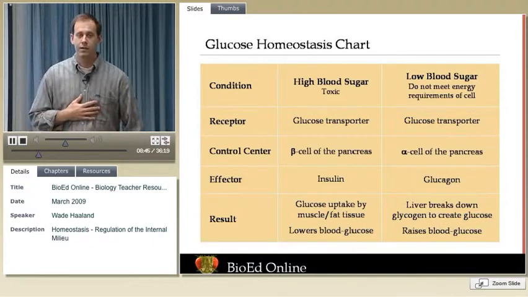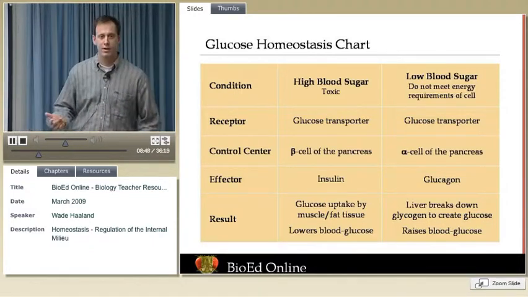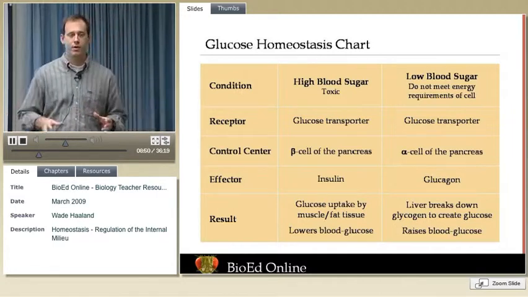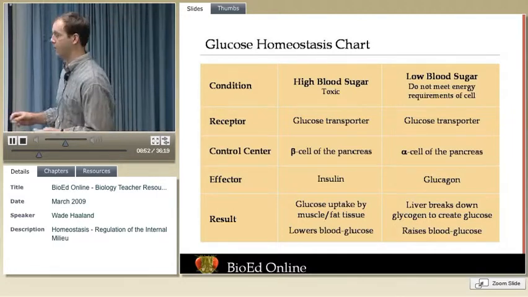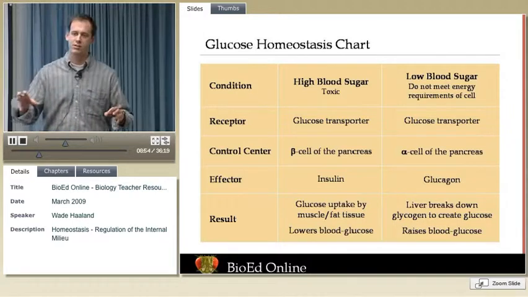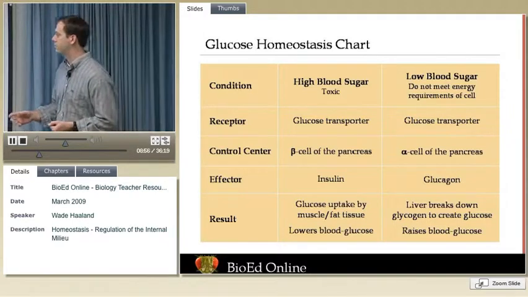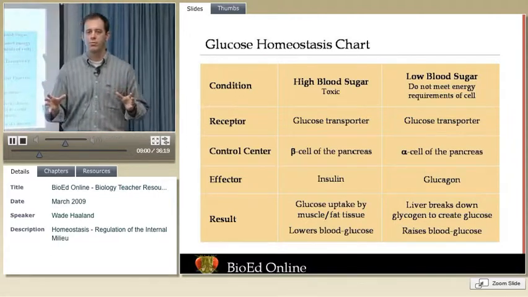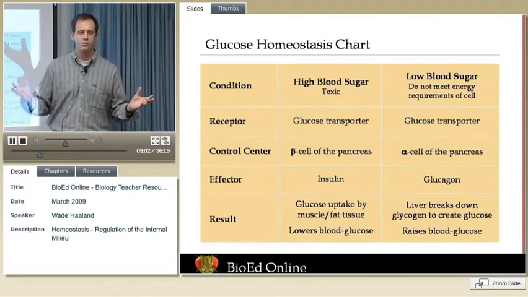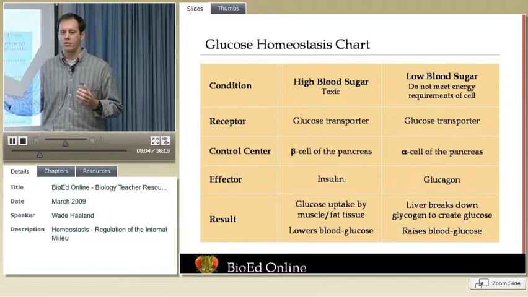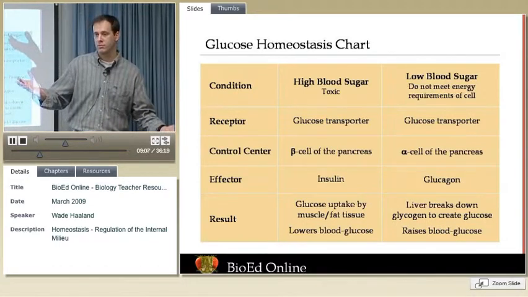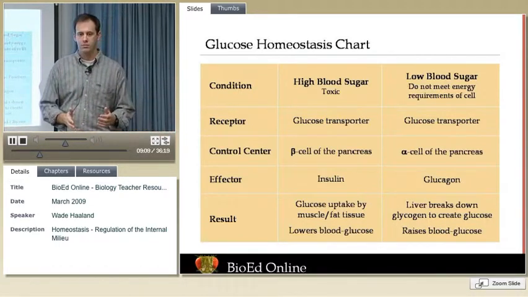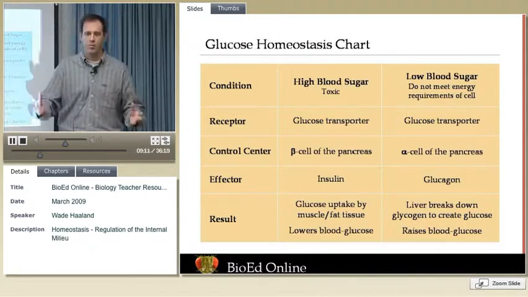I study diabetes, so I know a little bit about glucose homeostasis. Diabetes is a disruption in glucose homeostasis. So I'm going to talk a little bit about that to give you some real-life biological examples of a homeostatic system. So think about two things. We can have a high blood glucose system, or we can have a low blood glucose system. And we obviously want to be right in the middle, right? We want to have normal blood glucose.